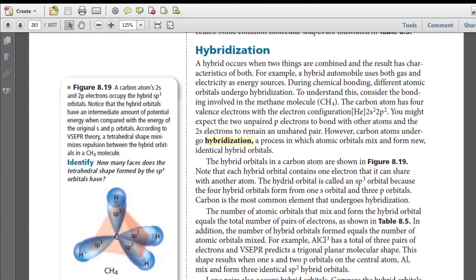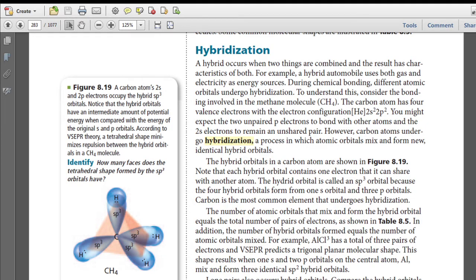A hybrid occurs when two things are combined and the result has characteristics of both. For example, a hybrid automobile uses both gas and electricity as an energy source. During chemical bonding, different atomic orbitals undergo hybridization. To understand this, consider the bonding involved in the methane molecule.